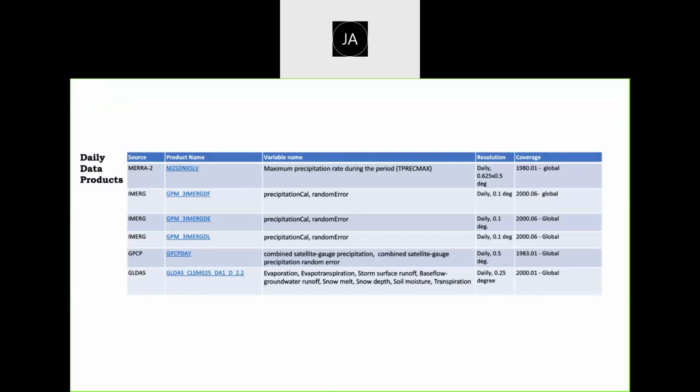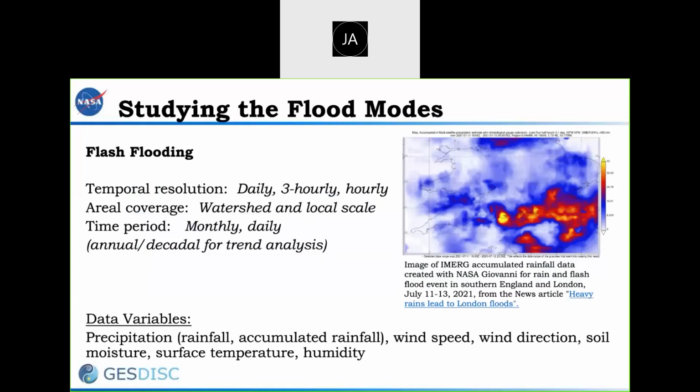And here are our daily data products. Again, you'll see our data set names, but the links will go to data variables that are available at daily time resolution. You'll also see on this chart what the spatial resolution is. And in many cases, it's down to 1/10 of a degree, which is really good for looking at fairly local effects. The third flood mode is flash flood.